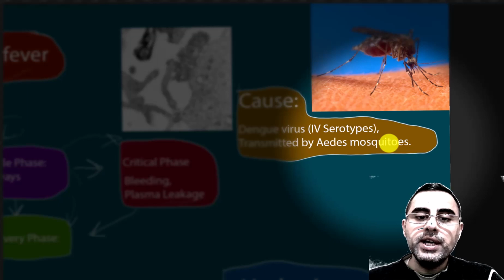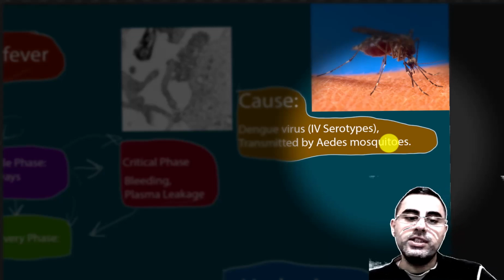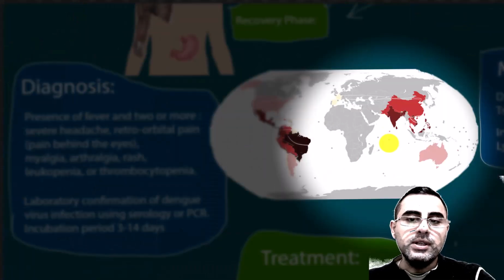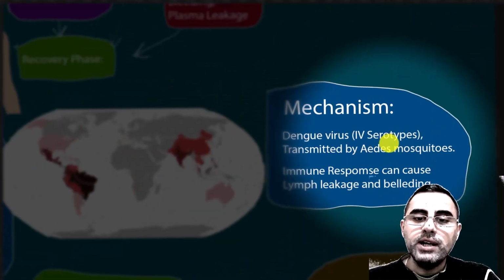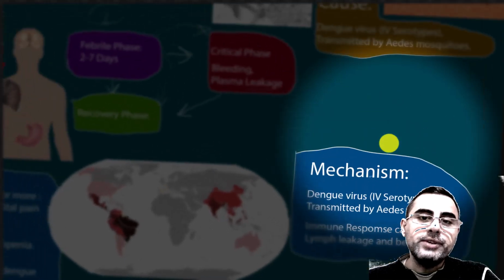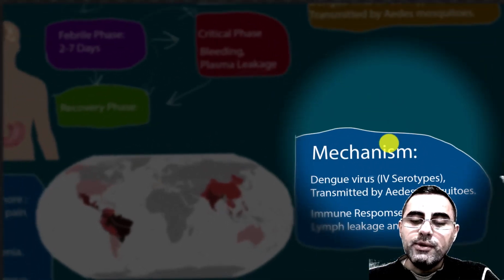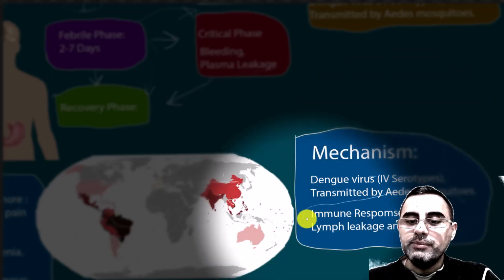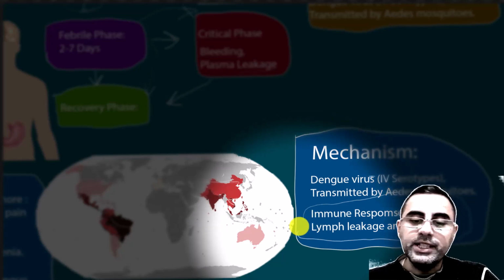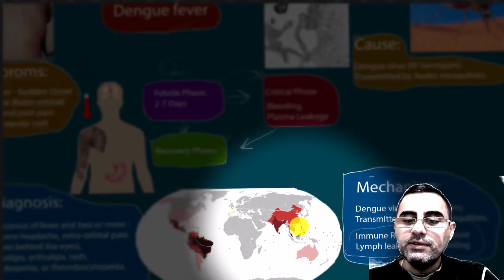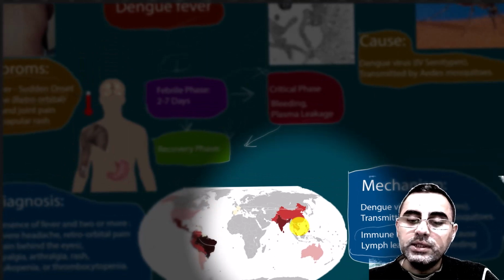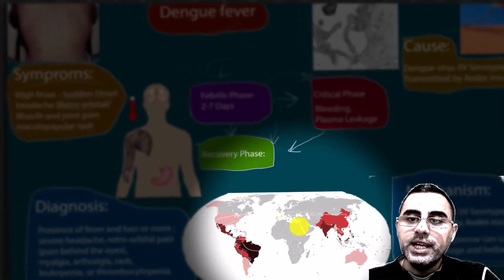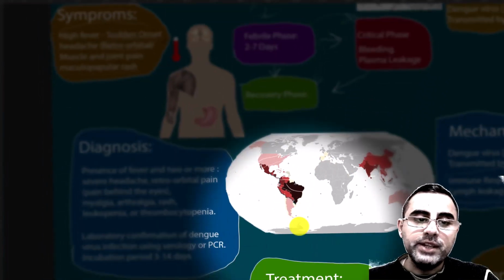Cause of dengue fever is a virus which has 4 serotypes and it is transmitted by mosquitoes, which are called Aedes mosquitoes. Mechanism of action, how dengue fever acts: it replicates in the cells and it avoids the immune system, and sometimes the immune response can cause plasma leakage and bleeding. So the virus itself does not cause leakage or bleeding, but the immune system response does.